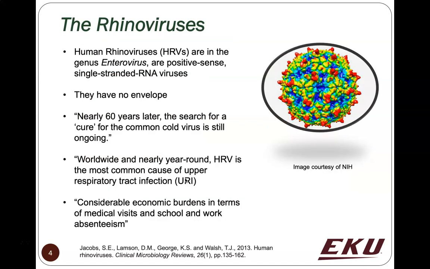Now, other than coronaviruses, there are rhinoviruses that cause common cold-like symptoms. These actually are worldwide and almost occur year-round, the most common cause of upper respiratory infections. Like coronaviruses, they are RNA viruses. Unlike coronaviruses, they do not have an envelope. The coronavirus has an envelope. All the coronaviruses have an envelope.